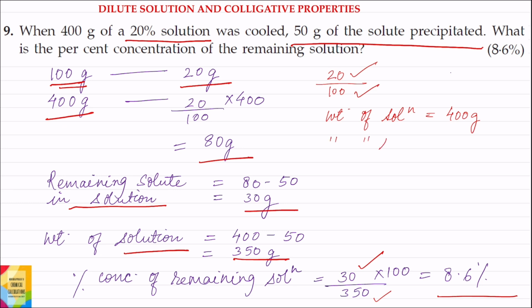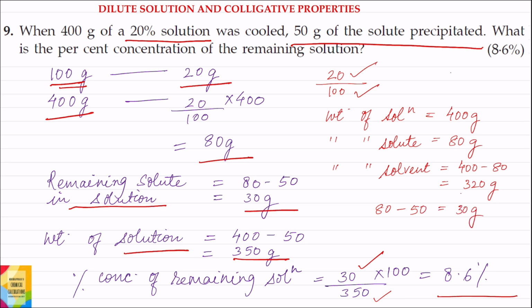Weight of solute is 80 gram. So weight of solvent is equal to 400 minus 80, and this is equal to 320 gram. Now after precipitation, 50 gram of solute is precipitated. So out of 80 gram, 50 gram of solute precipitated, so remaining solute is 80 minus 50, that is 30 gram. Now in this solvent, that is 320 gram of solvent, amount of solute present is 30 gram.